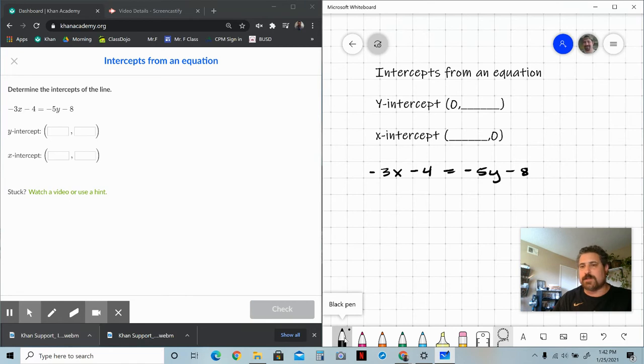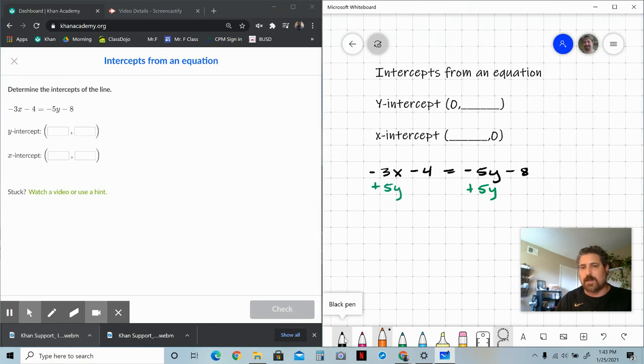The other way you could do it is you could solve for y and put it into slope-intercept form. I think the easiest way to do it is just put it in standard form if you're trying to find the intercepts, right? So I'm going to get all the variables to one side, basically. So x and y both to the same side, and the constants to the other side. What I want to do here is get the y to come and join the x. So I'm going to add 5y to both sides.